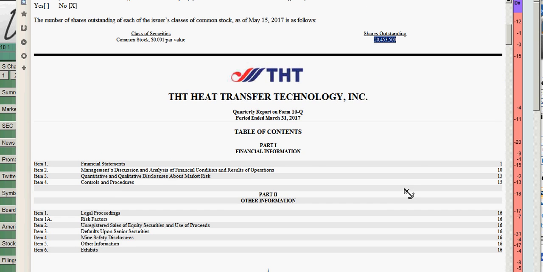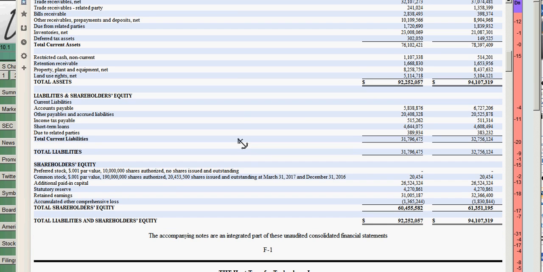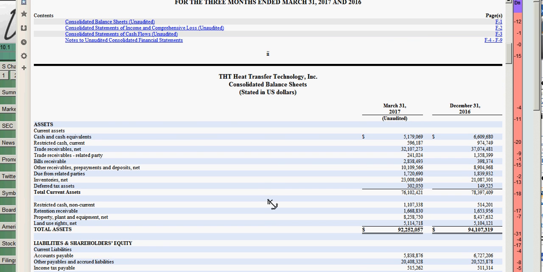So this company didn't issue any shares after March 31st, between the time of March 31st and when they issued this 10Q. You got 20,453,000, and down here on this line you've also got 453. But this line here tells you how many shares are authorized, how many they are authorized to issue. Okay, so they're authorized to issue 190 million, and of that they've only issued 20 million.